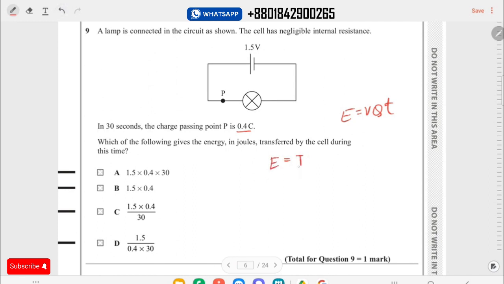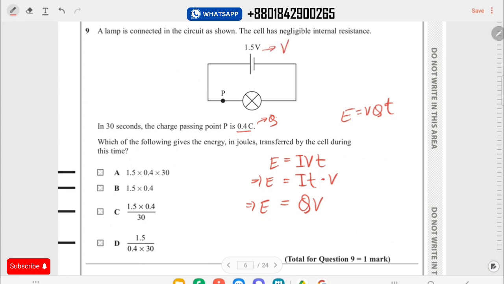E equals IVT, where you can pair up the I and T together, which becomes charge, right? The definition of charge is current times time. So this becomes charge times voltage. So you can make an equation for energy transfer in joules with charge and voltage, which is QV or VQ, both are correct. The value for Q in this situation is 0.4, and the value for V, which is basically the EMF of the power supply, is 1.5.